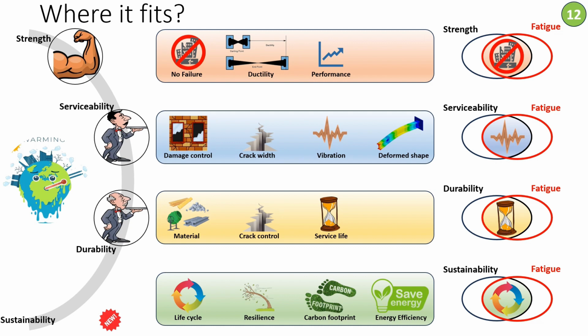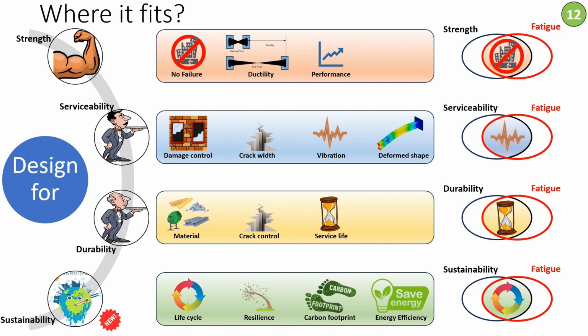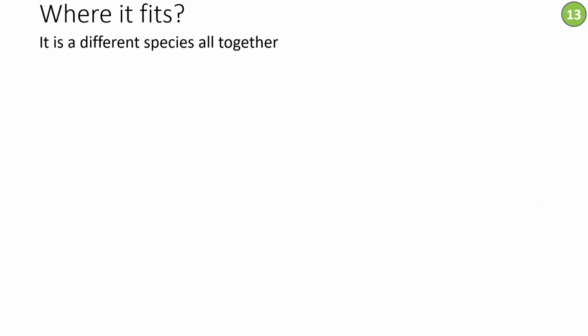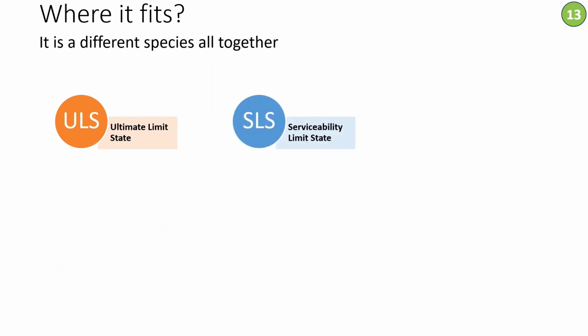As we might have noticed, fatigue has a common thing with each limit state. So where does fatigue fit? That's what we are going to know in the next slide. We could say it's a different species altogether. You are familiar with these acronyms: ULS, Ultimate Limit State; SLS, Serviceability Limit State. Now add to your list FLS, Fatigue Limit State. It's an independent limit state by itself.